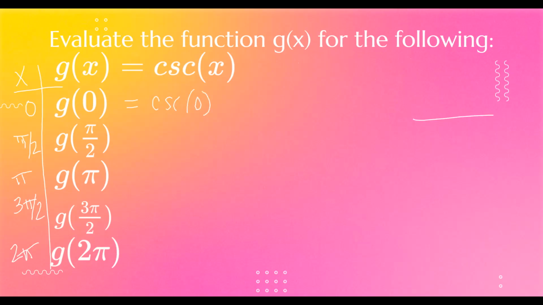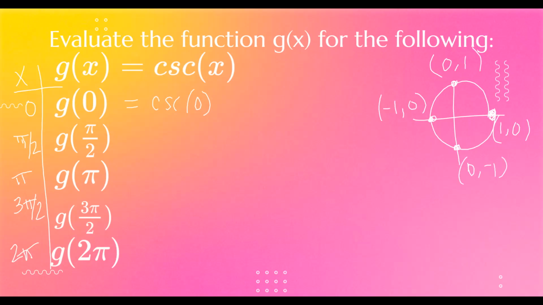Again, go back to our unit circle. Right over here is 1, 0. This coordinate over here is 0, 1. This coordinate over here at pi is x is -1, but y is 0. This coordinate at 3 pi over 2 is x is 0, but y is -1.